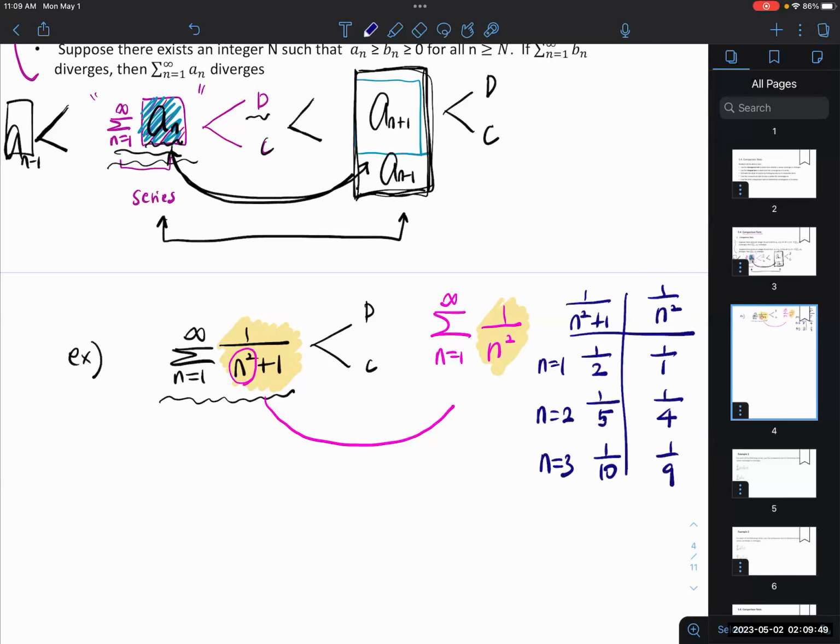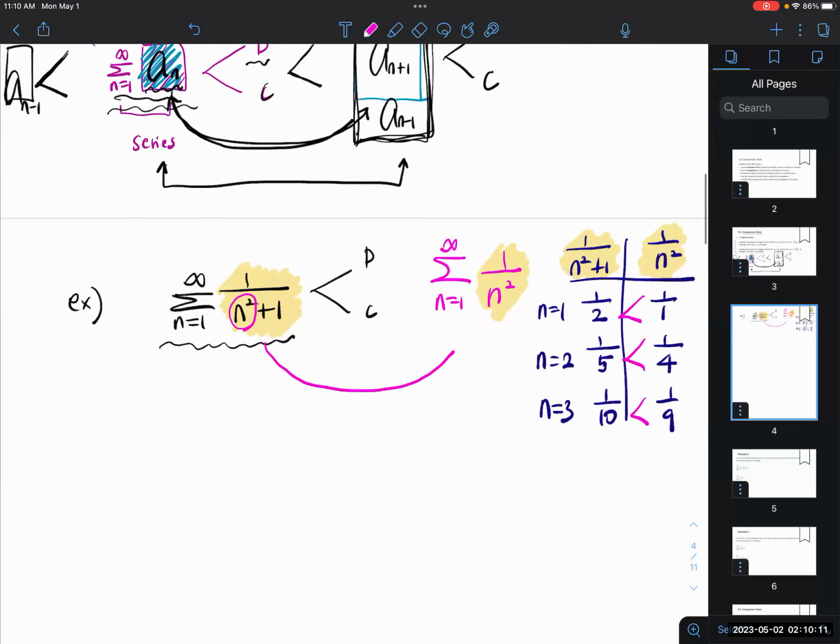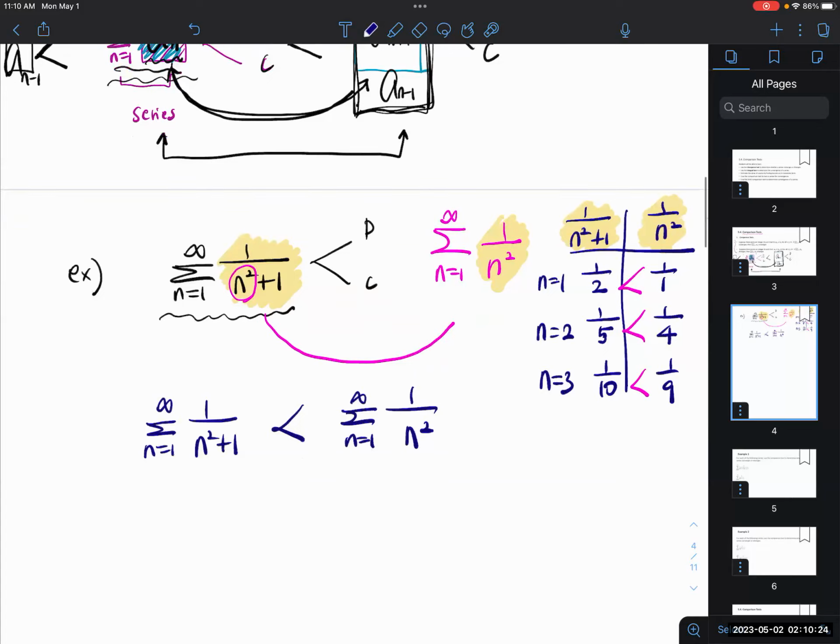So hold up there. When you compare these two, what did I find out? The relationship: 1 over n squared is always larger. 1 is larger than half. 1 over 4 is a larger fraction than 1 over 5. 1 over 9 is a larger fraction than 1 over 10. So my relationship is concrete now. So I can say this is always less than the other function. So we can set up this relationship because this is so true.